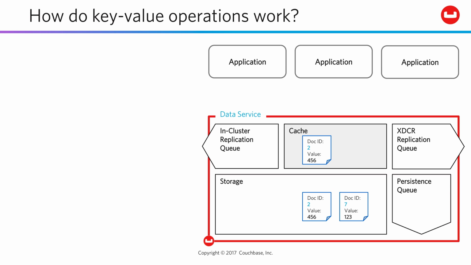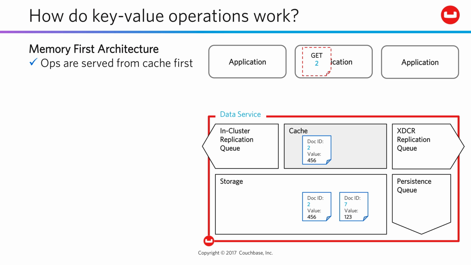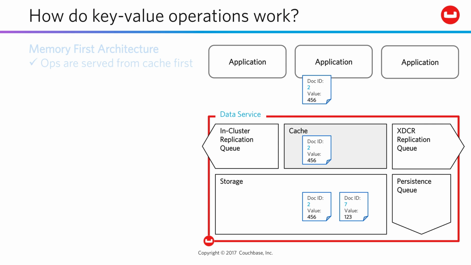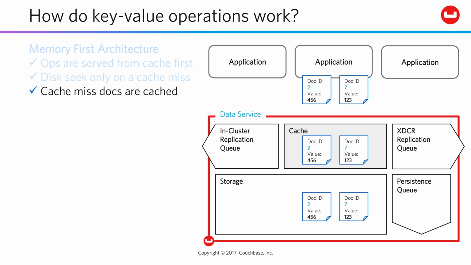Now, Couchbase is memory first on all fronts. Key value operations are served from the cache first. And they only seek on disk if there's a cache miss, after which the missed doc is then cached.